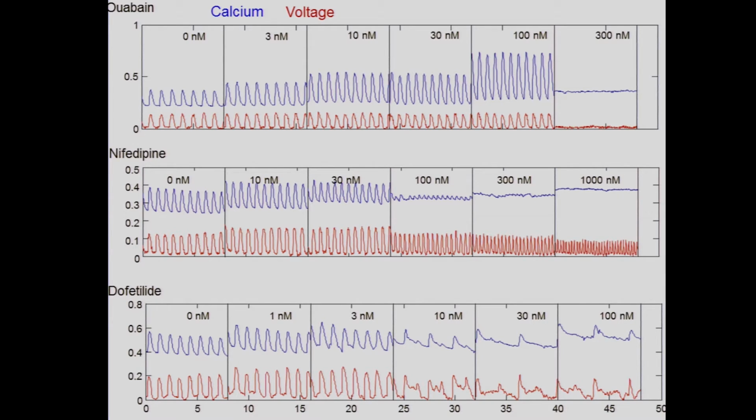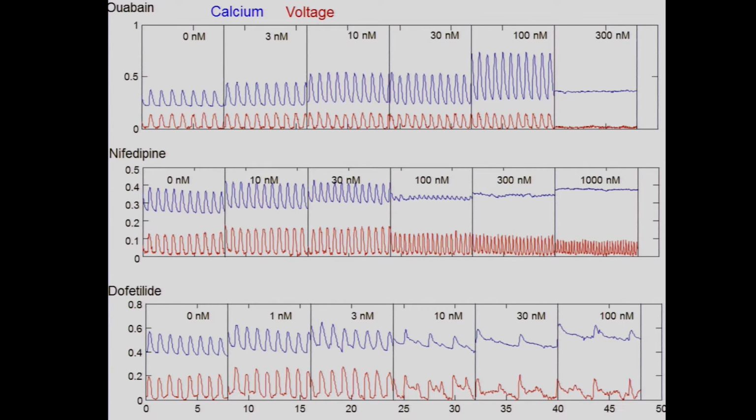Nifedipine is an L-type calcium channel blocker. So as you add the nifedipine, you can see it blocks the calcium current. And in the heart, the calcium current prolongs the action potential. So when you block the calcium current, you can see the action potential speeds up.